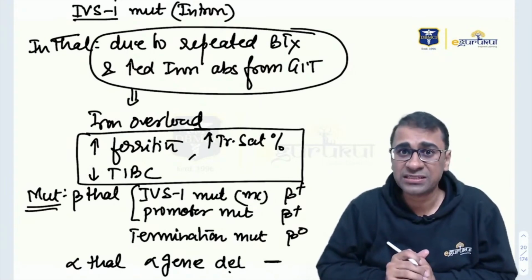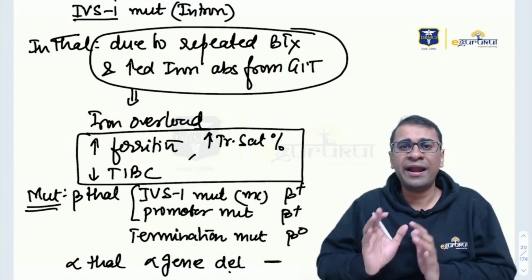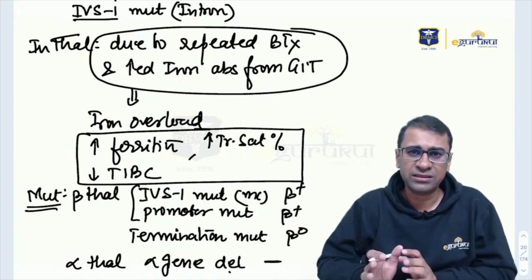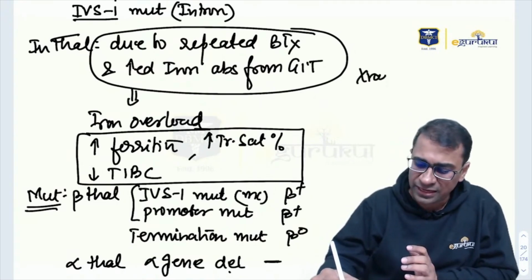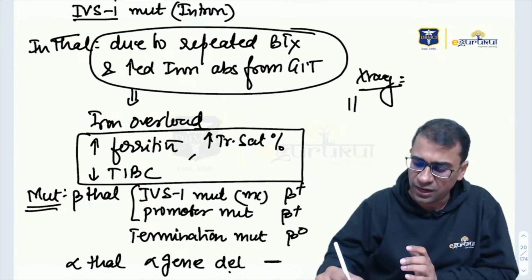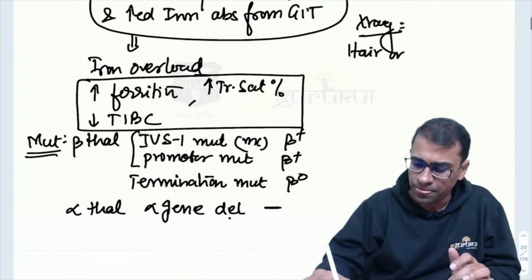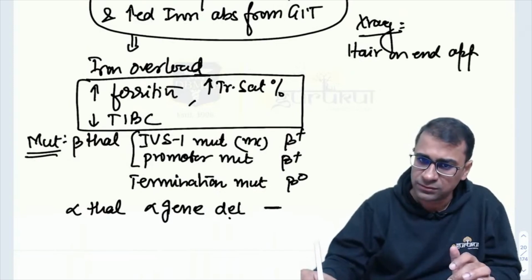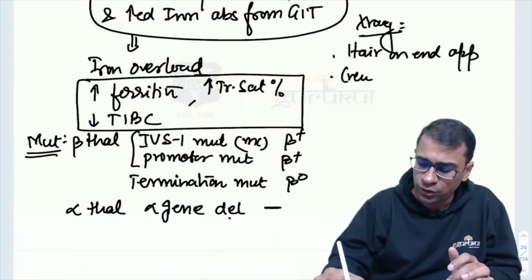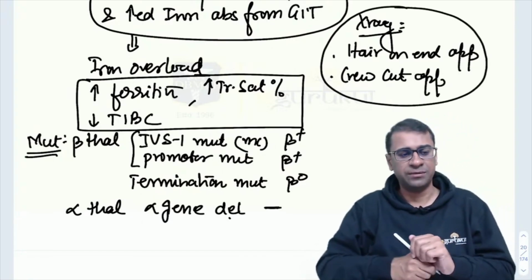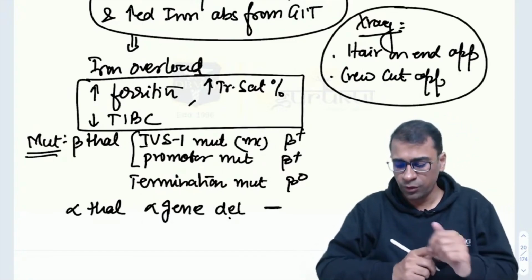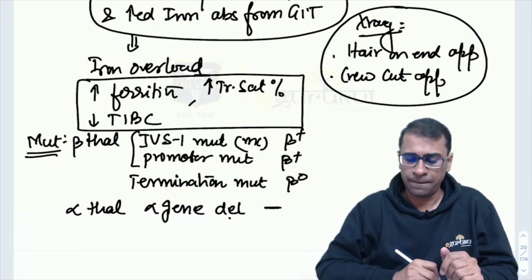Thalassemia shows some X-ray features. Remember, the hair on end appearance and the crew cut appearance are findings seen in thalassemia. This again is important. The X-ray features of thalassemia are the hair on end appearance and the crew cut appearance. These are all features you see in thalassemia.